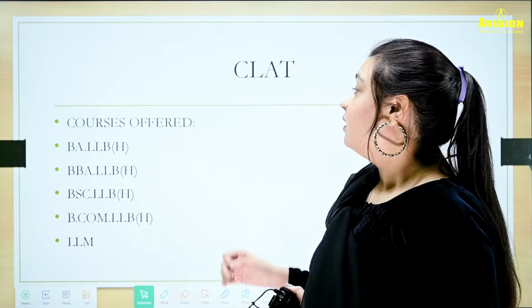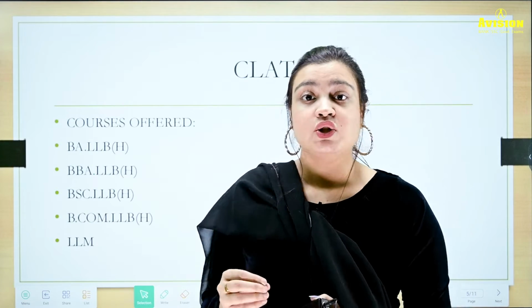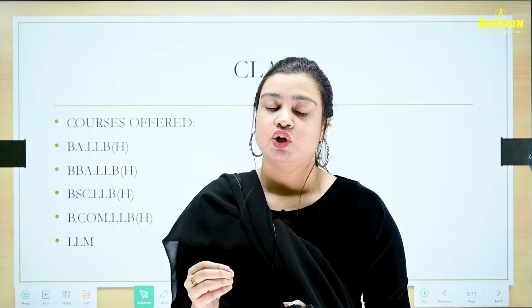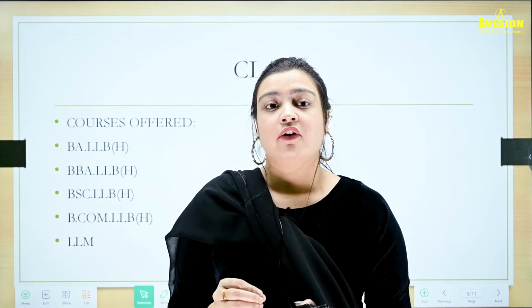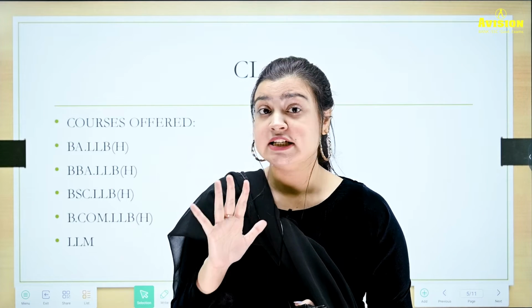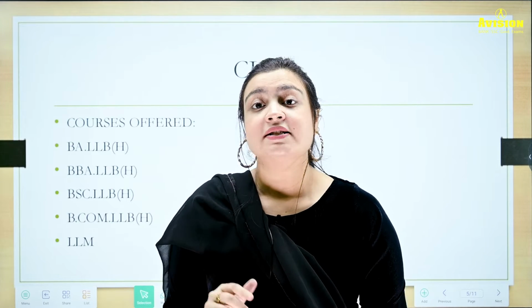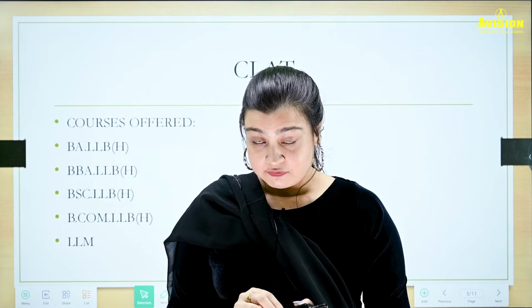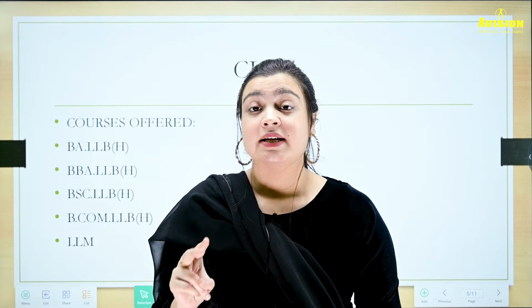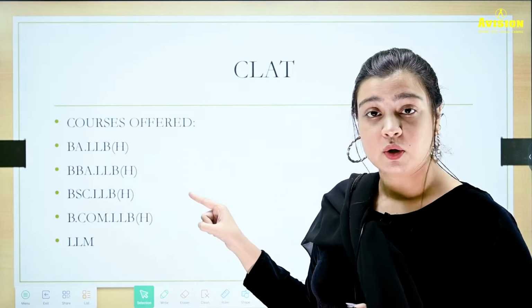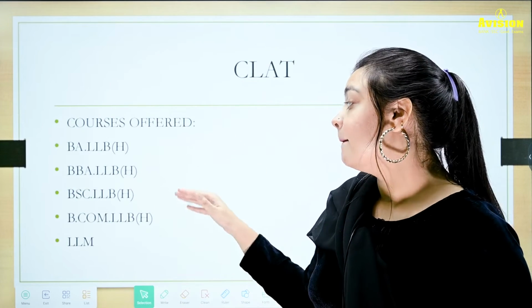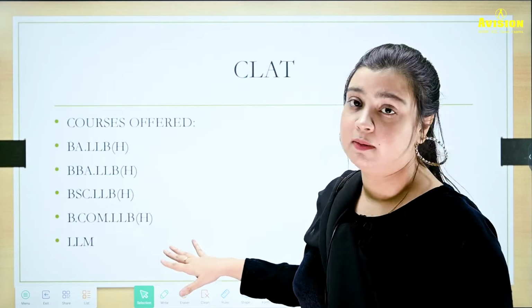Now, the courses that are offered once you have cleared your CLAT examination. If you have completed your class 12, then you will be getting this 5 years integrated course. Now, what is this 5 years integrated course? The 5 years integrated course is that you'll be getting this dual degree: the dual degree of BA LLB honors, BBA LLB honors, BSc LLB honors, and BCom LLB honors.